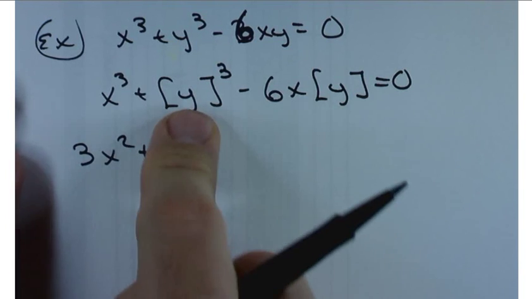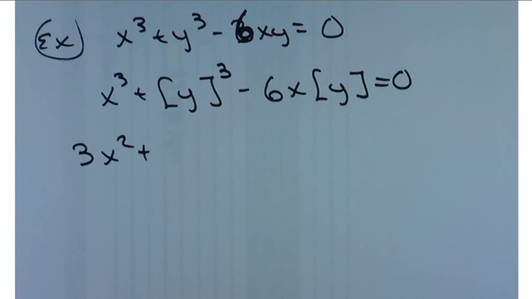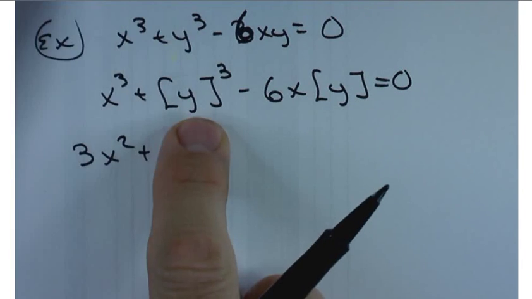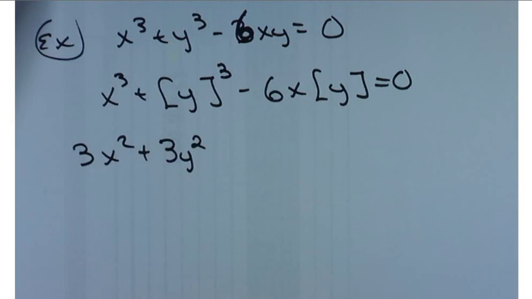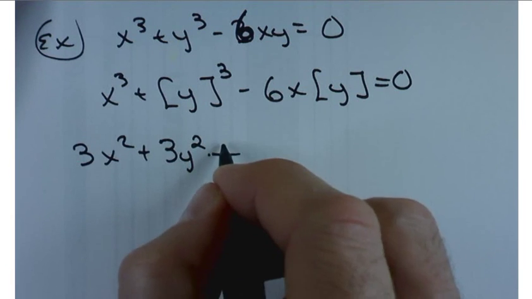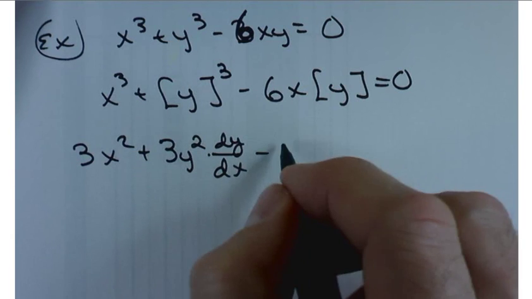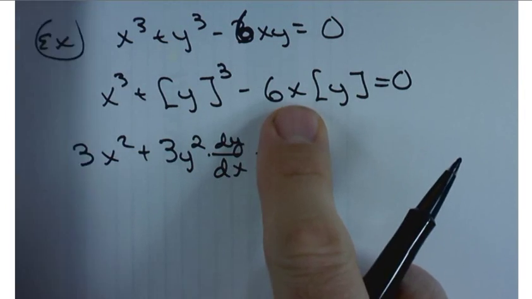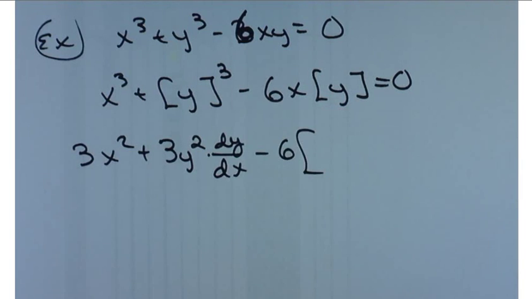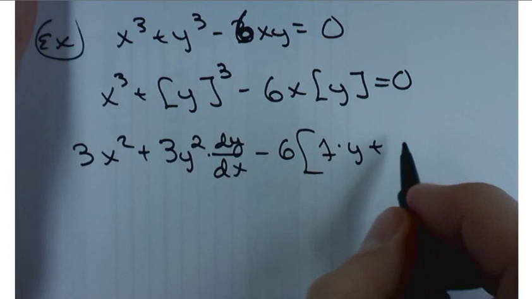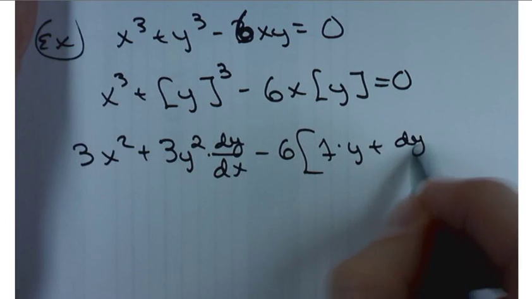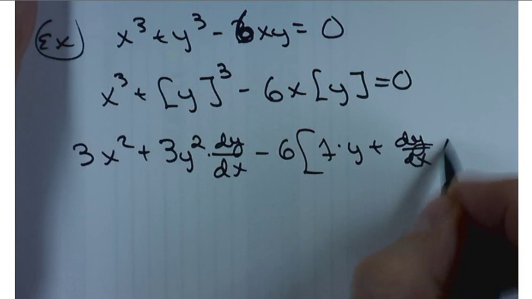3x squared. Let's see. Sarah, how about the derivative of this one? What would that one be? Times dy by dx. Minus 6. And then here I've got to use the product rule. Notice I'm just taking the constant and leaving it out front, but then we're going to apply the product rule. So it's going to be the derivative of the first times the second, plus the derivative of the second, dy by dx, times the first.